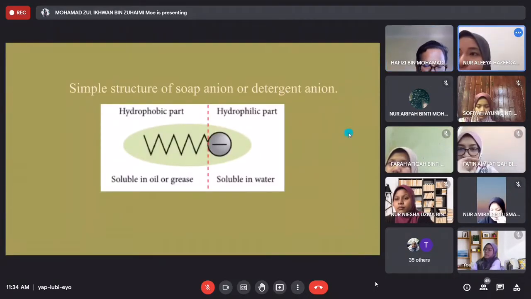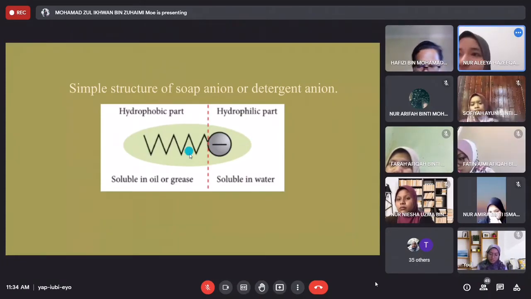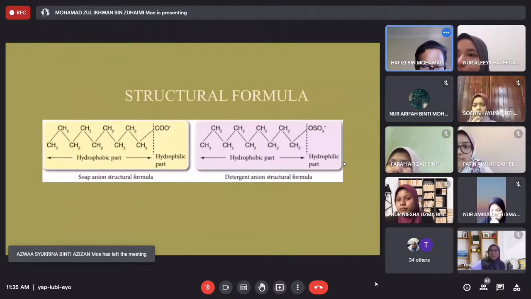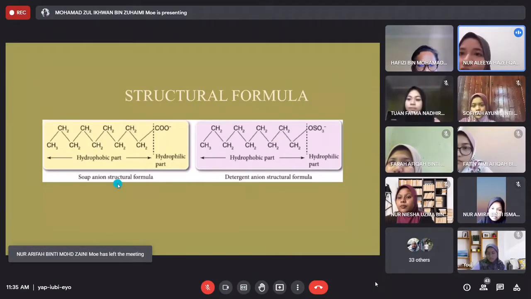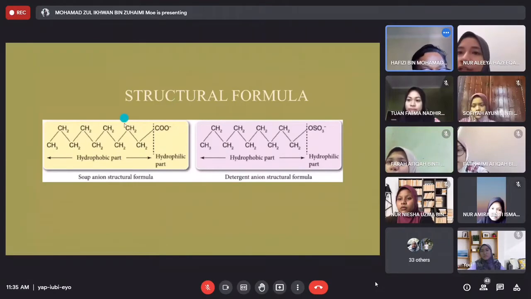This is a simple structure of soap anion or detergent anion. As you can see, the round part is the hydrophilic part, which is soluble in water, and the tail is the hydrophobic part, which is soluble in oil or grease. This is the structural formula for soap anion and detergent anion. On the left, we can see the soap anion structural formula, and on the right, the detergent anion structural formula.